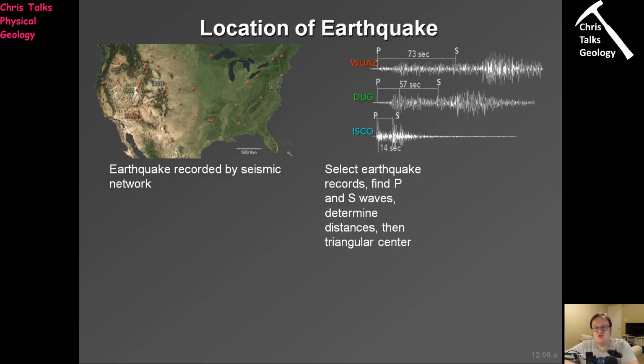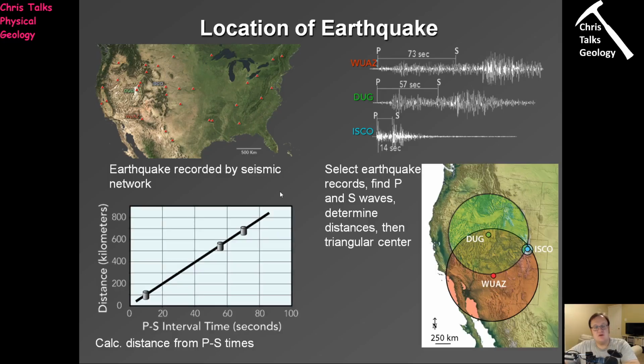Now we can use this data to triangulate the location of our earthquake. So how are we going to do that? We can use a graph like this. On this side, it has the PS interval. The PS interval is the time between the first P wave arriving and the first S wave arriving. So it's this data here. First P wave arrives here, first S wave arrives here. Therefore, that is our PS interval.